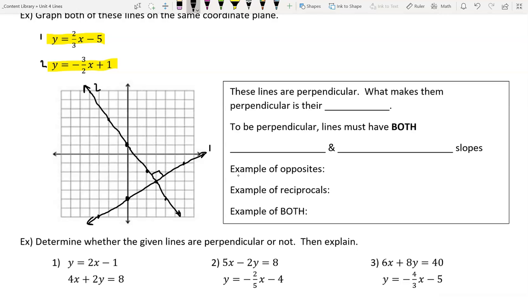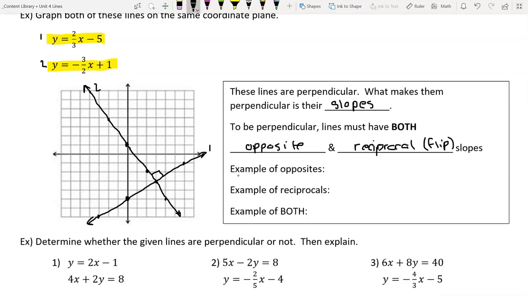These lines are perpendicular. What makes them perpendicular is their slope. Just like parallel slopes were the same, there's a specific rule about perpendicular slopes. So there are just two different ones you have to remember, parallel and perpendicular. Today, perpendicular slopes are both opposite and reciprocal. What reciprocal means is flip. So write that word, because some people get confused with the word reciprocal.